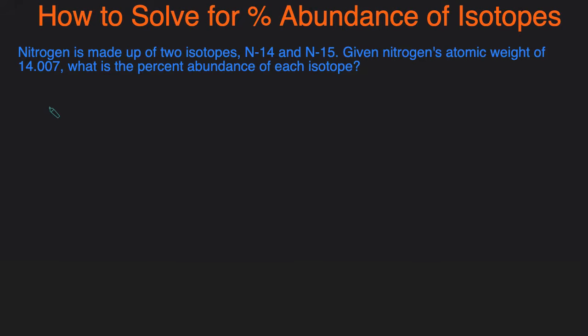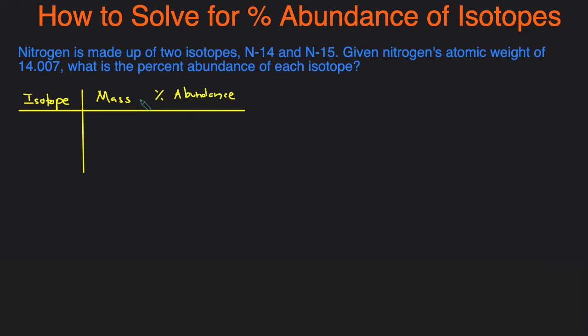So to start, let's just create a little table. We'll put the isotope in one column, the mass in the second column, and the percent abundance in the third column. We're given two isotopes, nitrogen 14 and nitrogen 15. So this 14 and 15, these are the mass numbers. Sometimes in the problem you might also be given the specific weight of that element. If that's not given, you can just use the mass number as the mass. So nitrogen 14 we'll say weighs 14, and nitrogen 15 weighs 15.